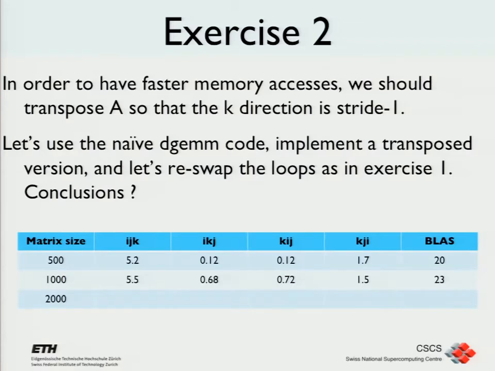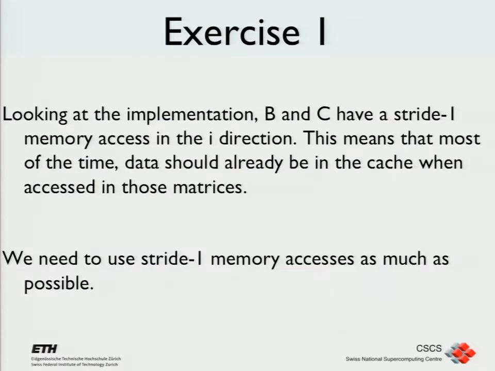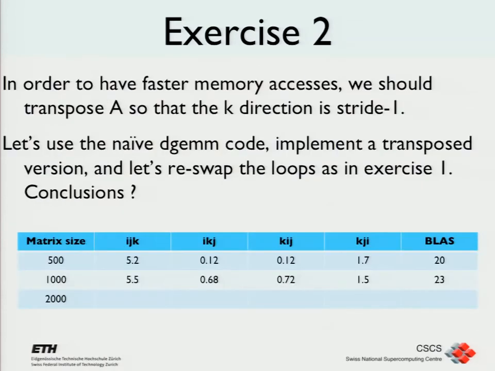So will this extra step make up for the fact that you're accessing the 2 matrices as stride 1? That's what we want to test. This is the second exercise. You'll get the code in the repository, and try to modify the loop ordering to see what's the difference. I give you the solutions there, but you can do it for 2000 to see what's the difference now.